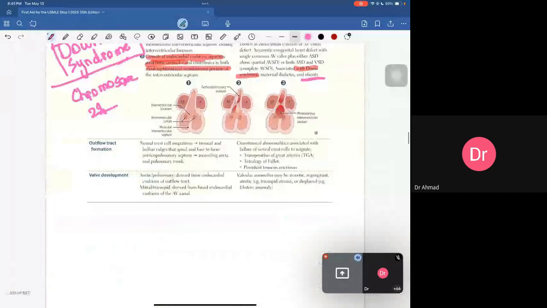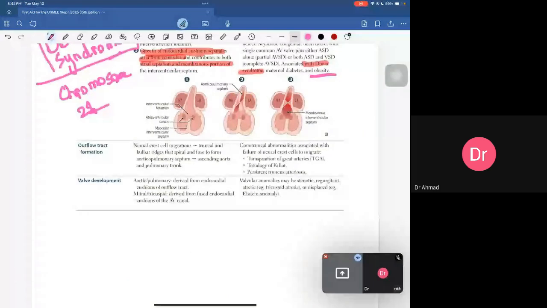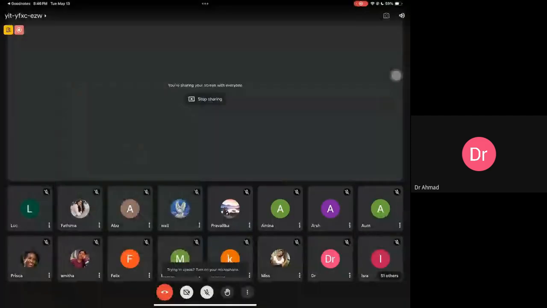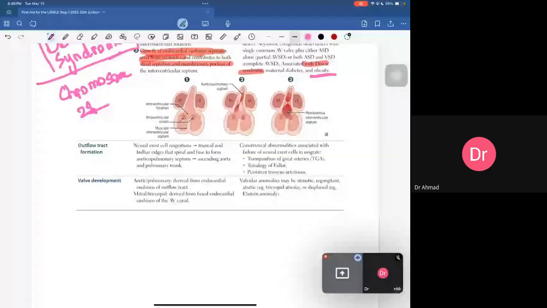Right now, let's move to the outflow tract formation. Okay. So now we'll move to the outflow tract formation, right? So what is the outflow tract formation?